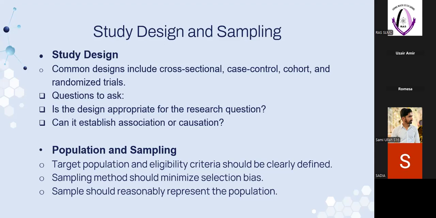Whenever you are studying an article, make sure that the specific article is actually following the right study design. For example, if they are studying the prevalence of headache among medical students, it is supposed to be a cross-sectional study. But let's say in the methodology section, they say it is a case control. It is not a case control, because we are studying the prevalence of headache among medical students.